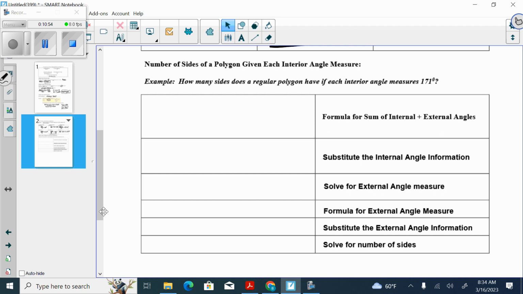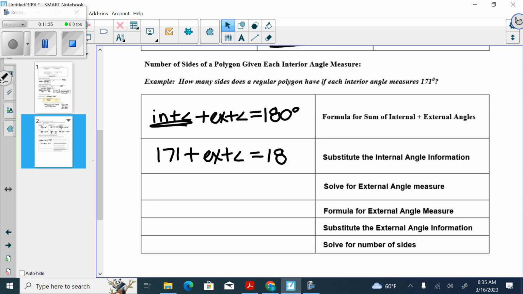So first it asks for the formula for the sum of interior and exterior angles. Well, what do we know that an interior and exterior angle have to add up to? 180. So one interior angle plus one exterior angle is going to equal 180 degrees. And we were told that one interior angle was how much? Okay, so I can substitute that in, right here. So I have 171 plus the exterior angle has to equal 180. And then we could just solve, right? So what would that mean that the exterior angle would have to be? 9. Good.